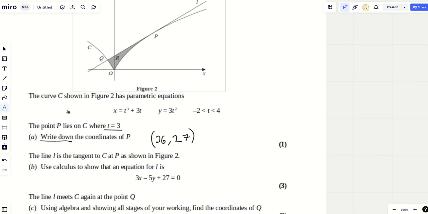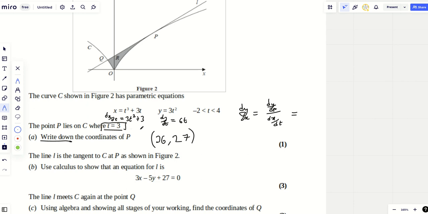Well, we need to use the fact that dx/dt is 3t squared plus 3, dy/dt is 6t. And then we can use the fact that dy/dx is dy/dt divided by dx/dt. And remember, we're dealing with the point P here, which is when t is 3. So we're going to plug that in to here, which is going to give me 18, and to here, which is going to give me 3 squared is 9, times 3 is 27, plus 3 is 30. And so the gradient is 6/30, or even 1/5 if you prefer.